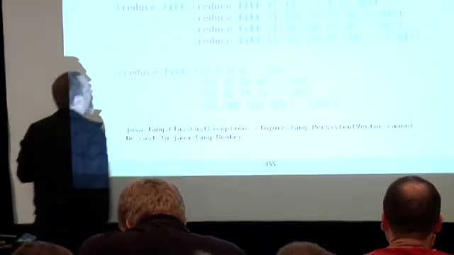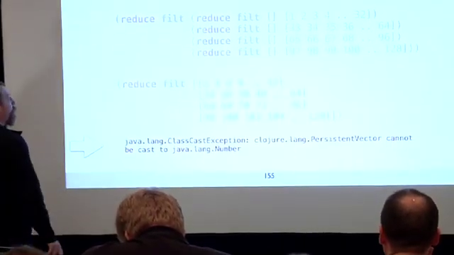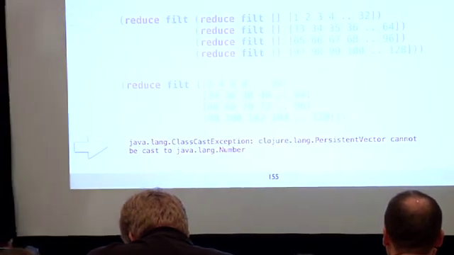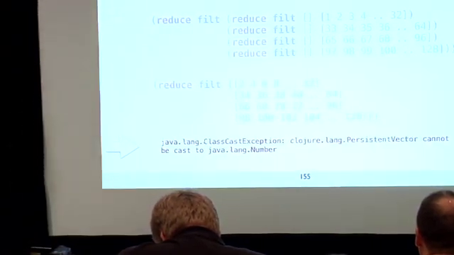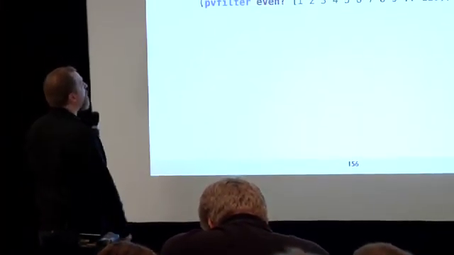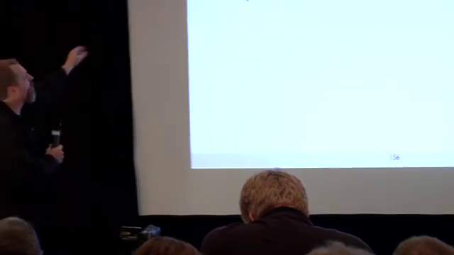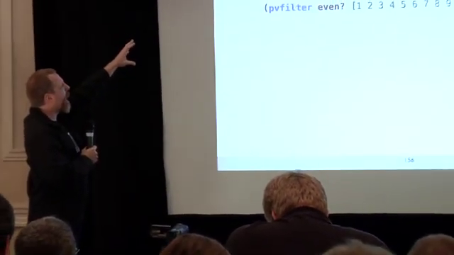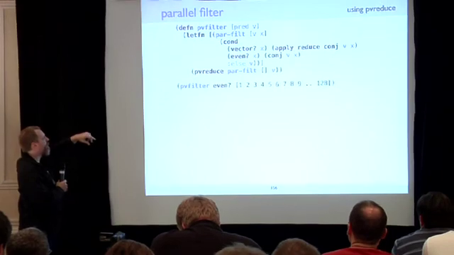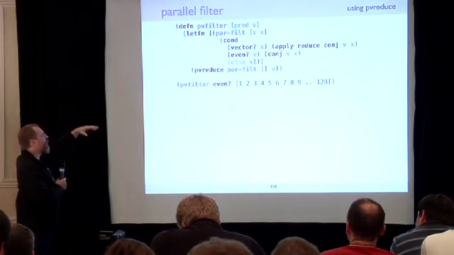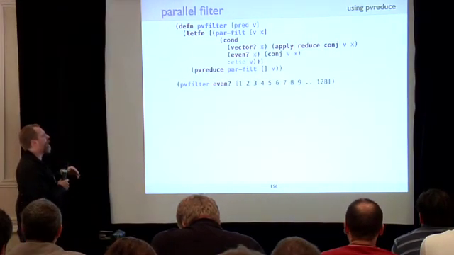And then we get to this point where it's going to blow up, because filter can't evaluate if this is even. So if you want to use the parallel version of reduce, you need to create a function that's associative. In this example, we look at the arguments being passed to this par filter function, and if it's a vector, then we're going to apply reduce conj on it.